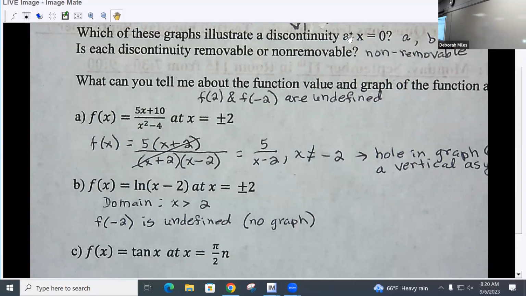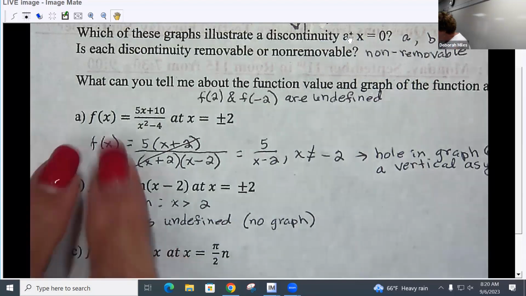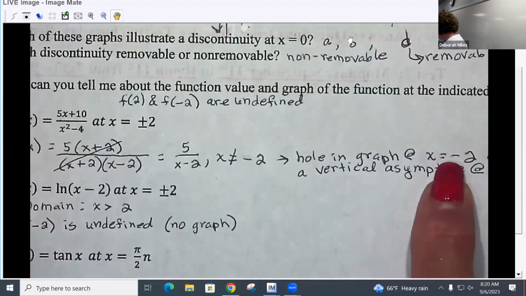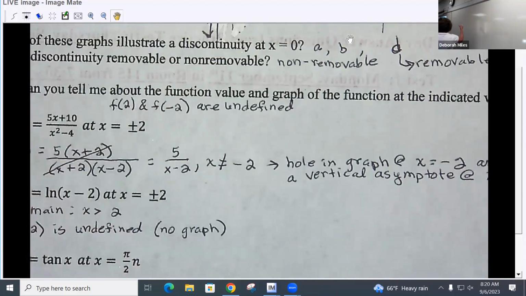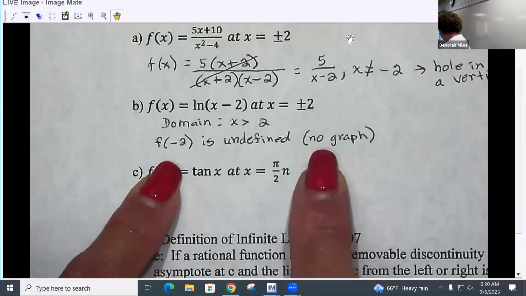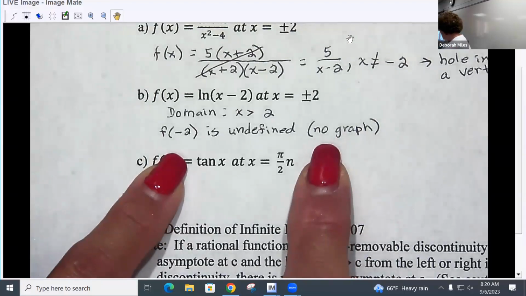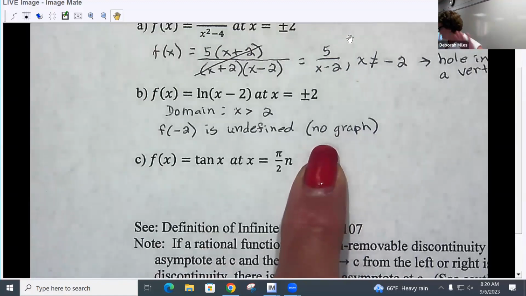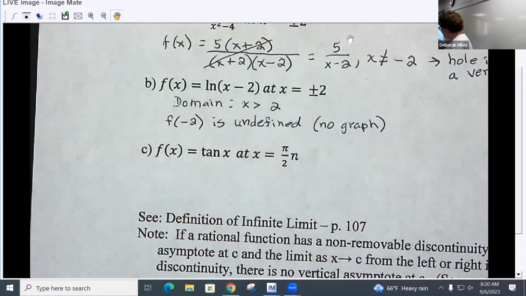Yes, undefined can be just a hole in the graph, but you can look at the graph on both sides. On the A part here, we would say that the function's undefined at -2, but the limit still exists. You can approach -2 from either side. In this B part, you can't even approach -2. There's no graph anywhere to the left of +2 for that function.